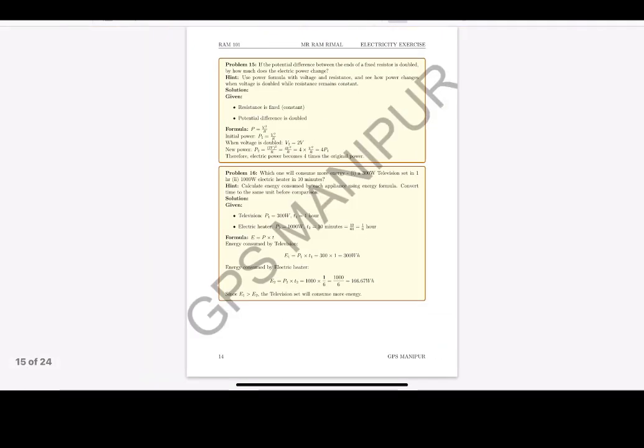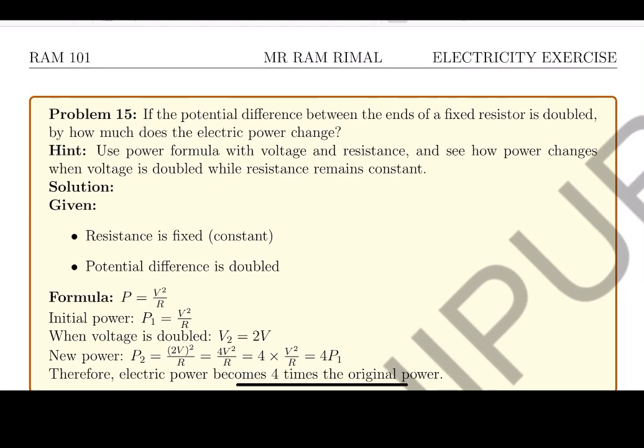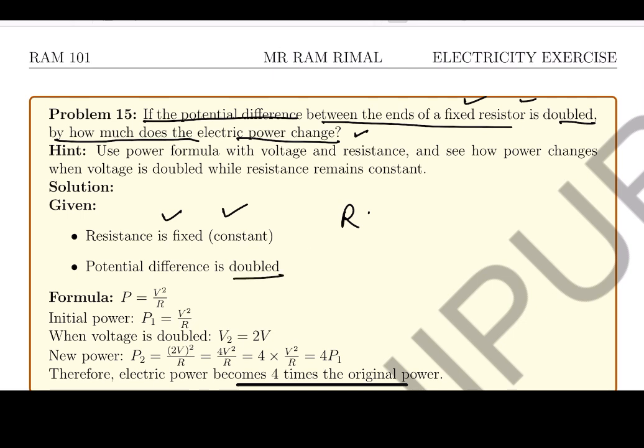Okay, let's go next. Question number 15. If the potential difference between the ends of a fixed resistor is doubled, by how much does the electric power change? Resistance is fixed, constant. Potential difference is doubled.